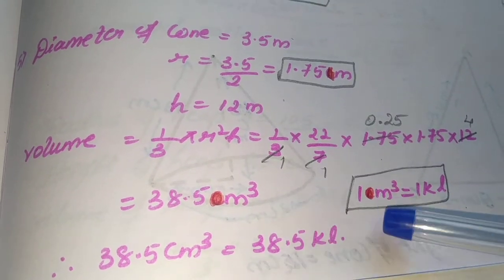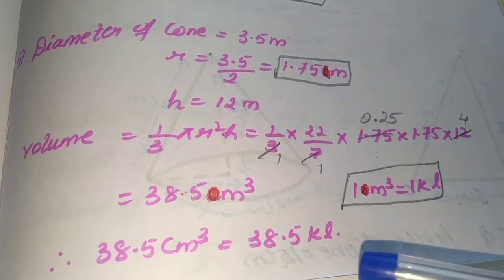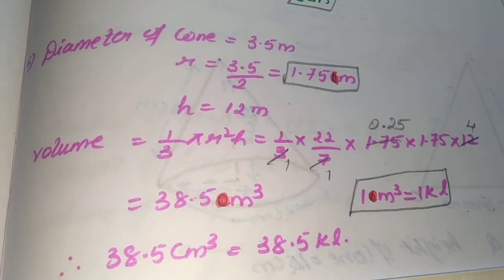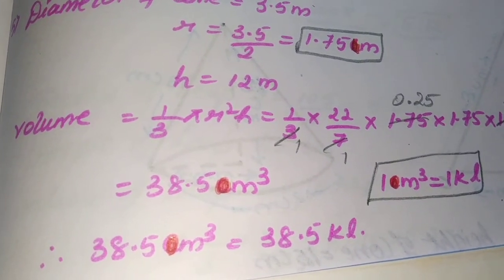I know 1 meter cube is equal to 1 kiloliter. As they have asked the answer in kiloliters, I am going to convert that. So the conclusion is 38.5 meter cube is equal to 38.5 kiloliters.